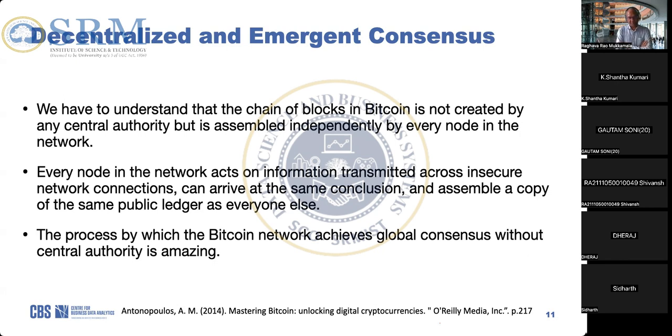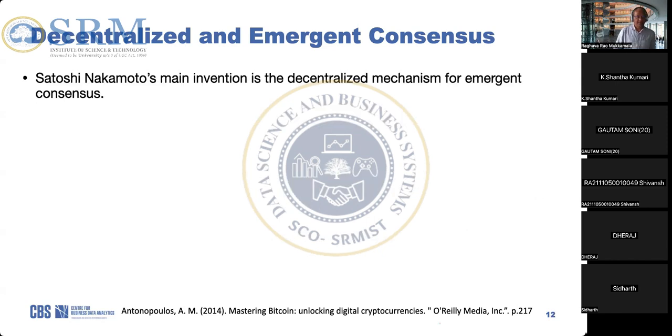So the process by which Bitcoin attains this consensus without the involvement of a central party, or you can say central actor, is emerging. And we call this the emergent consensus. So the designers of Bitcoin, the main invention is this decentralized mechanism for the emergent consensus.